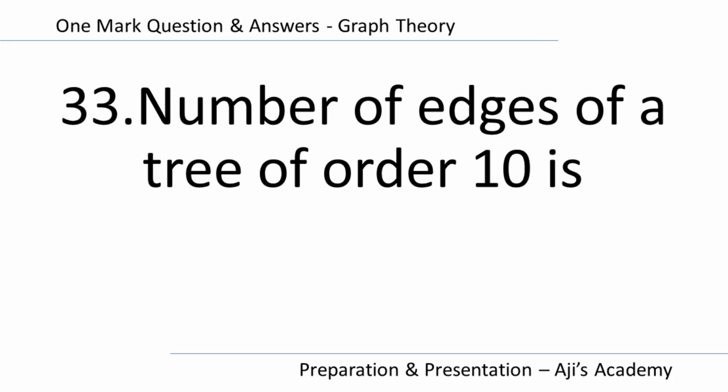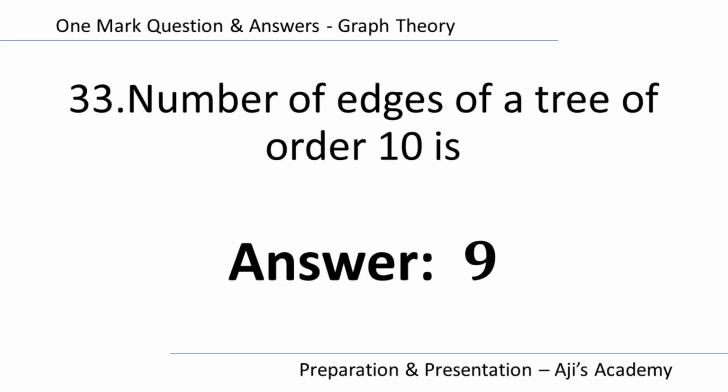Question number 33. Number of edges of a tree of order 10 is. So we know in a tree, they are given the number of vertices is 10. In a tree, the number of edges q equal to number of vertices p minus 1. So therefore, number of edges is equal to 10 minus 1. That is 9 is the answer.